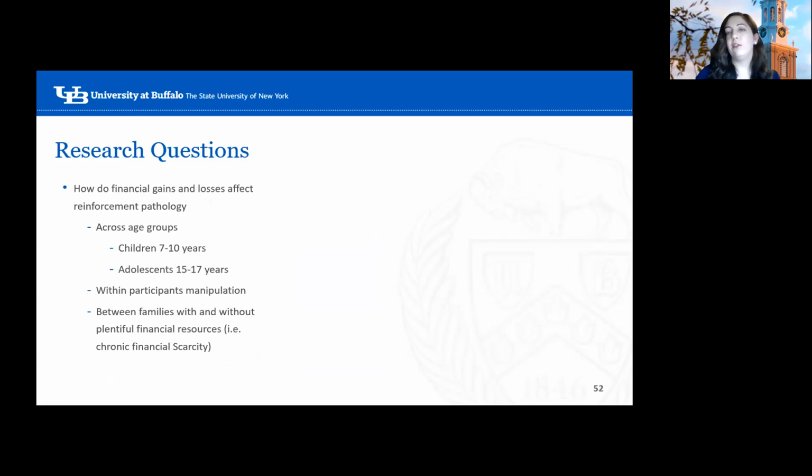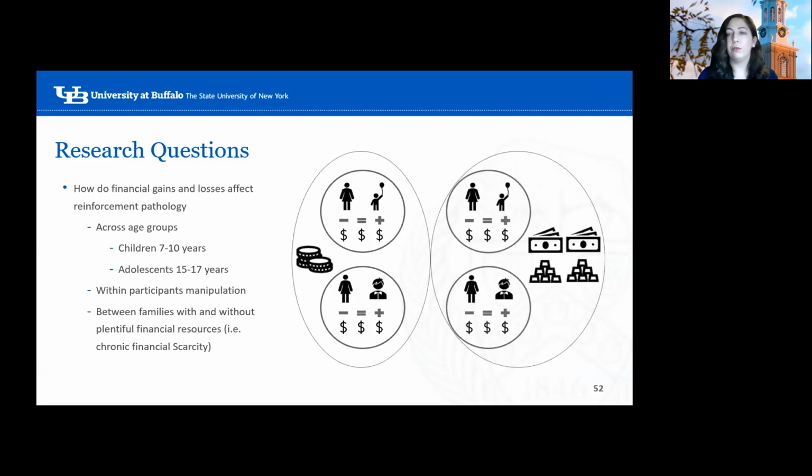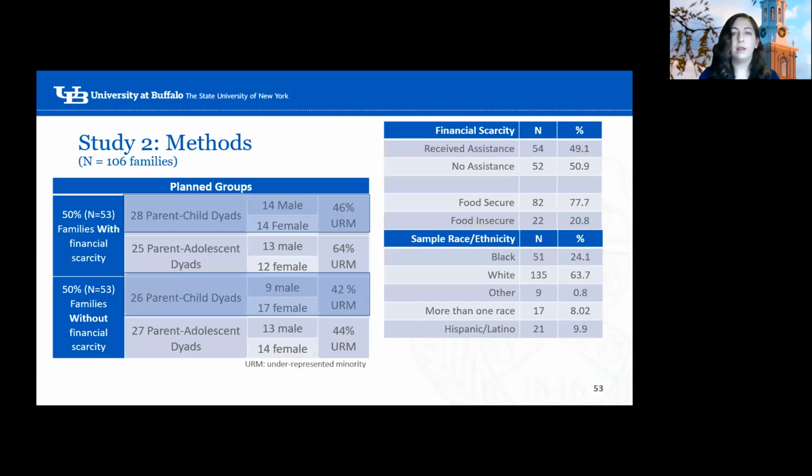So to find out if financial scarcity affects reinforcer pathology at these different age groups, we recruited a stratified sample of children and adolescents, along with one parent each, and put them through another within subjects experiment using the financial gains and losses manipulation from the previous experiment that I described. I also wanted to know how chronic financial scarcity, the household resources, and particularly food insecurity, may interact with the manipulation in the laboratory. So the sample was also stratified by household financial resources.